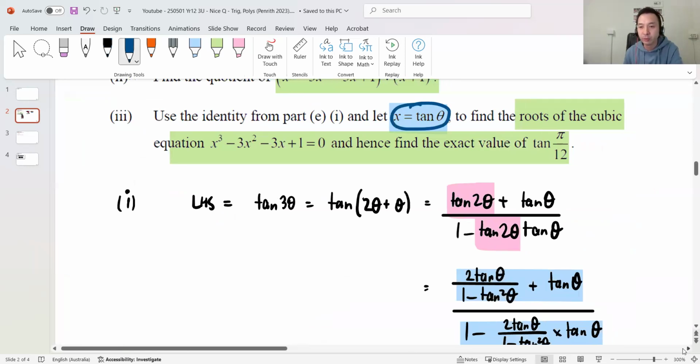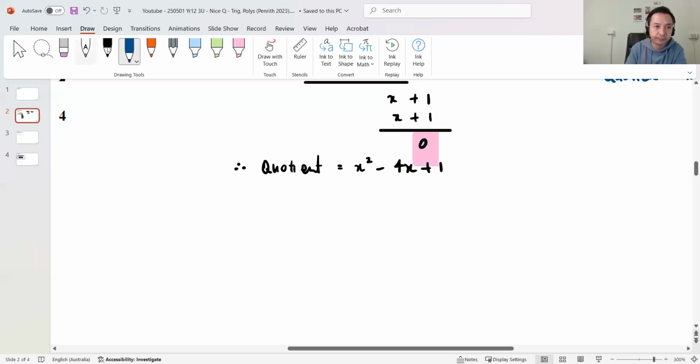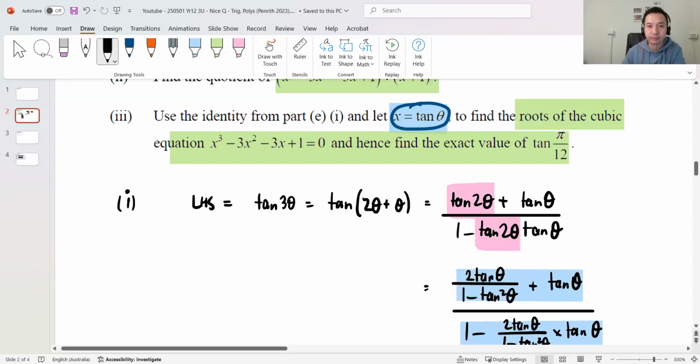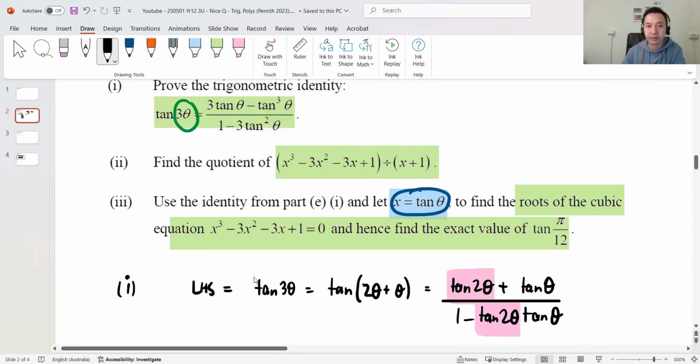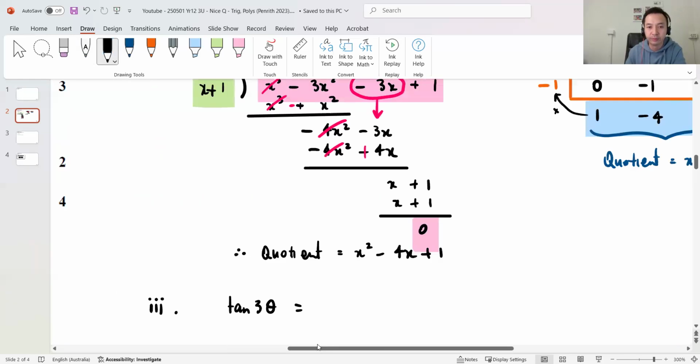Now, what I want you to do for part 3, write down part A for me, where tan 3 theta equals, what was it? Tan 3 theta equals 3 tan theta minus tan cubed theta, and then I think it's 1 minus 3 tan squared theta. Let me just check that.